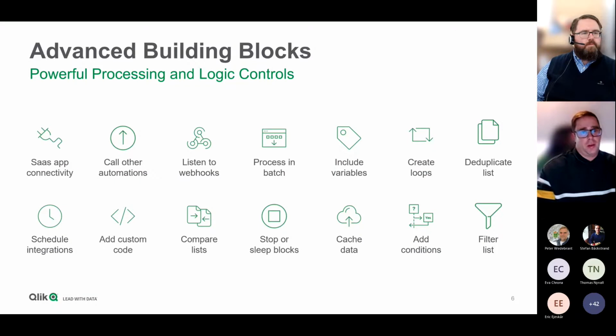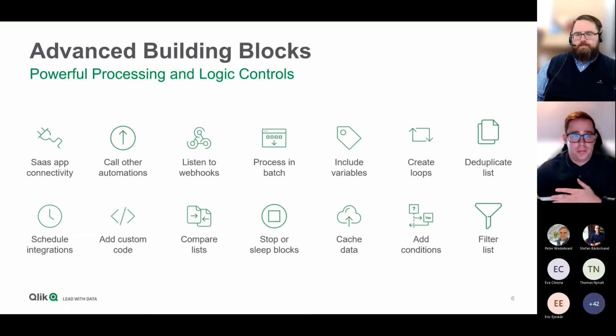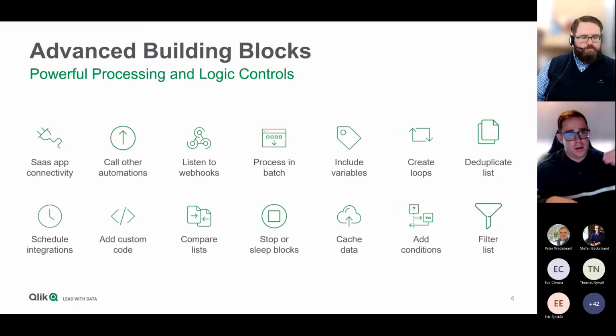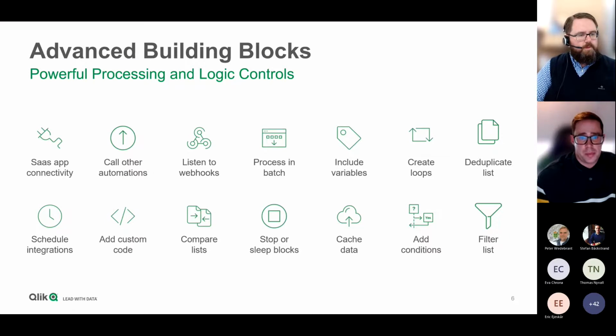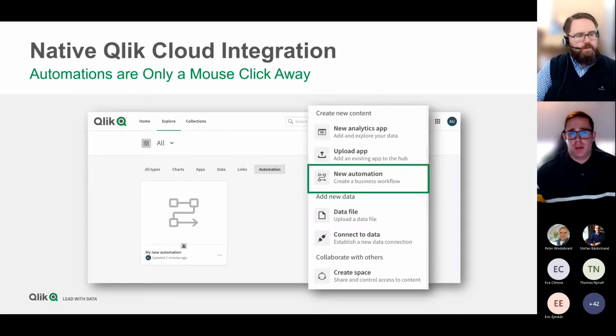So along with these API blocks, we have something called processing or logic controls. This is very familiar to anybody who's been doing coding. We can do a lot of things like creating loops, calling other automations, adding conditions, if-then statements, and stuff like that. So we have our API blocks, and we are then transforming data as it moves downstream with these logic controls. And this is all done, of course, in your native Qlik Sense cloud tenant.